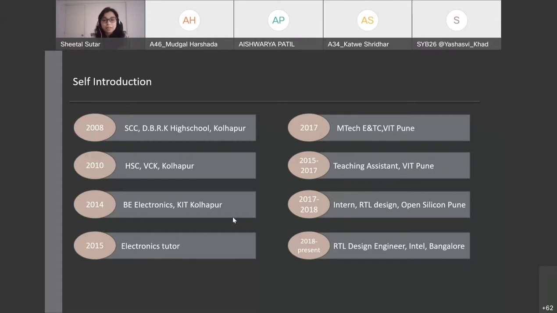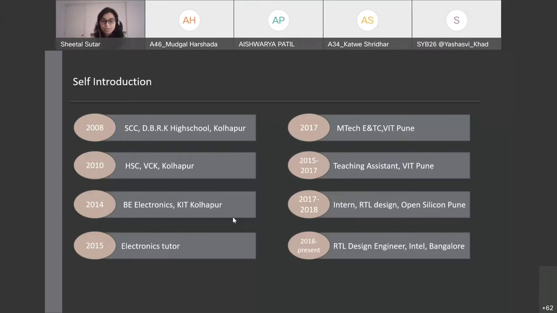But suddenly I came across another opportunity: a walk-in drive in Pune itself. And I appeared for that. That was the Intel interview, and that also went well, based on my internship work only.